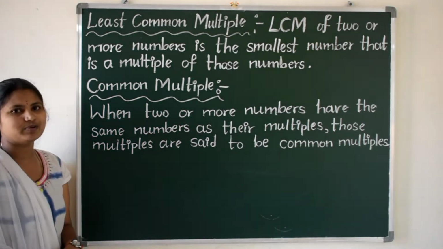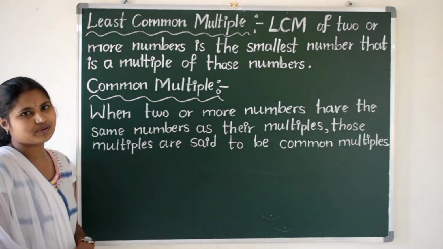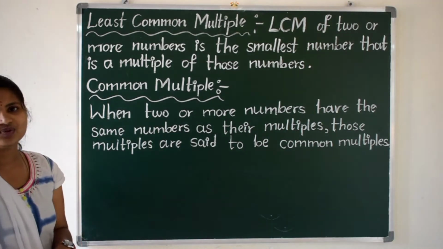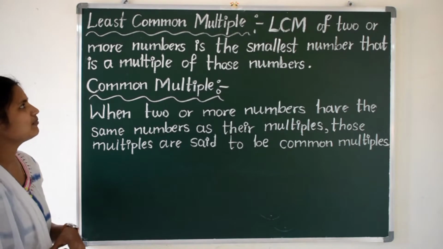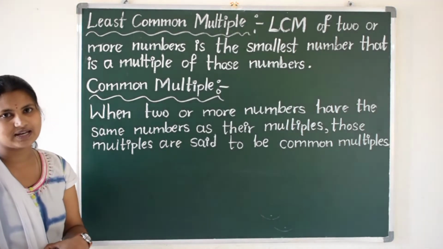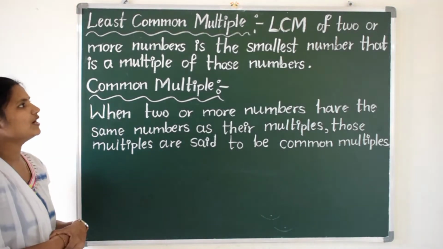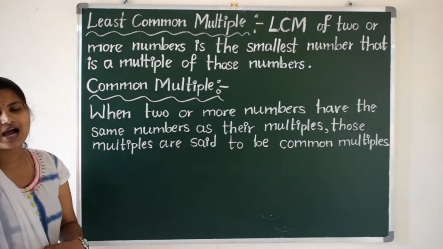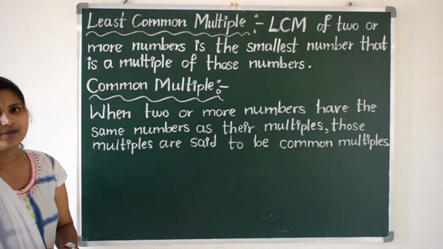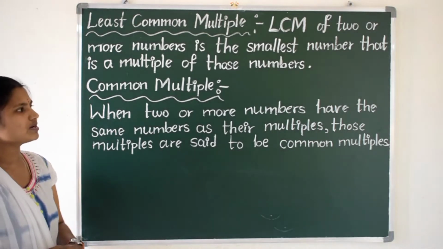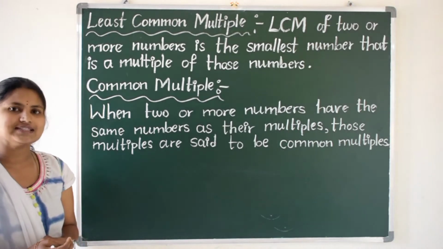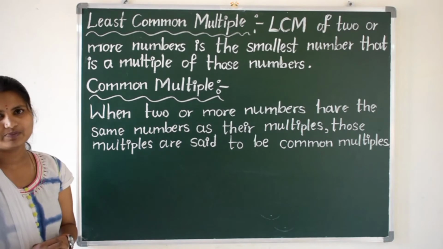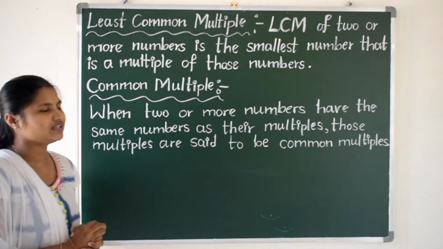Least common multiple. The LCM of two or more numbers is the smallest number that is a multiple of those given numbers. Okay, in that, what is a common multiple? A common multiple is when two or more numbers have the same numbers as their multiples. Those multiples are called common multiples. Please try to write these two definitions.